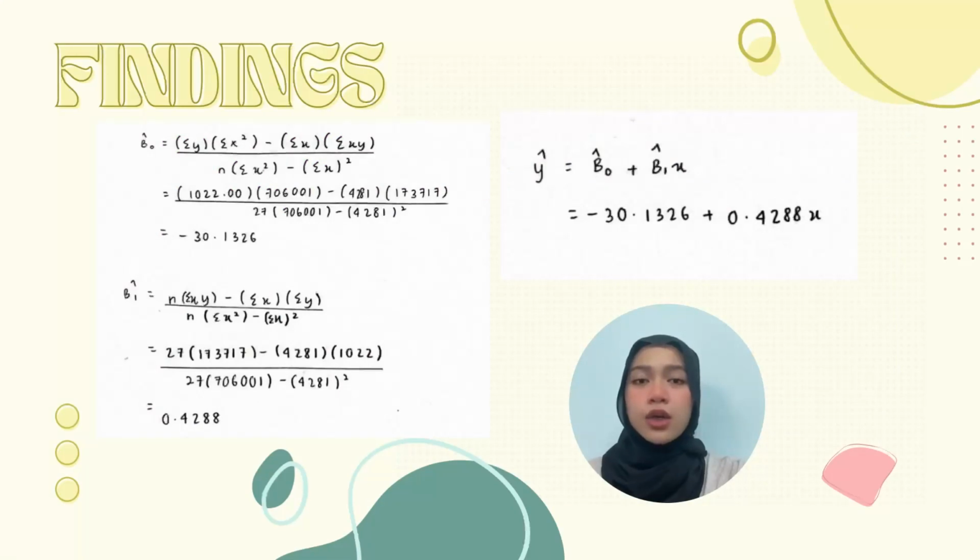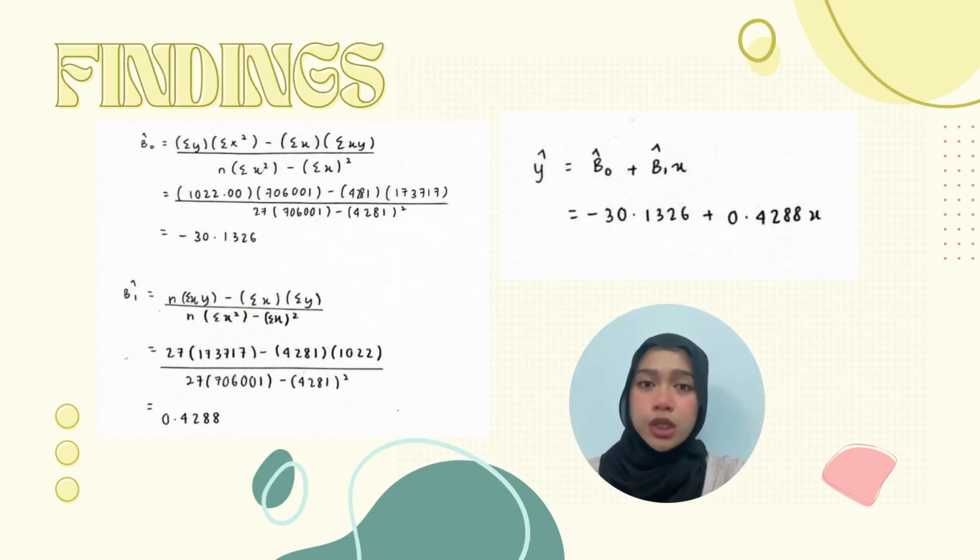Finally, after we are done with all the other calculations, we'll find the regression line for the data that we have collected. Firstly, we'll find the beta cap naught using the formulation on the slide, and we will get the value of negative 30.1326. And next, we'll find the beta cap 1 using the formulation on the slides too, and then we'll get the value of 0.4288.